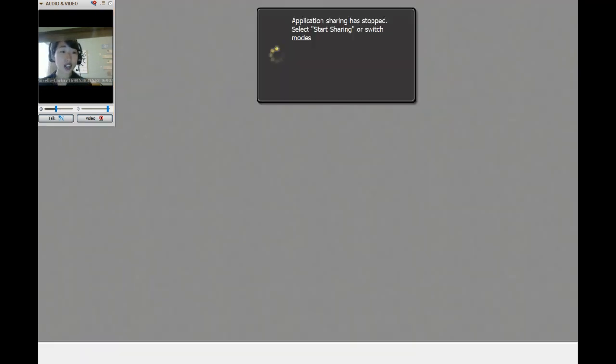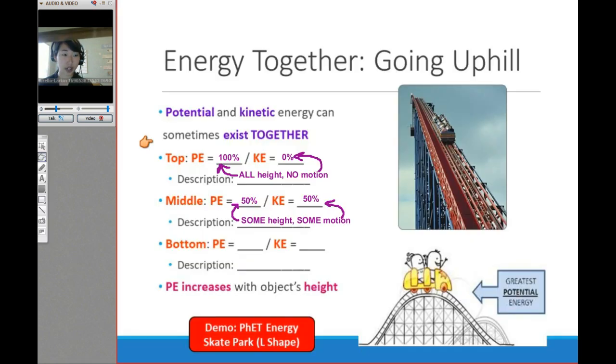Okay, so take a look at this here. Let's jump back over here. We've got zero potential energy and 100% kinetic energy. And in this case, could he go any lower? Tell me in the chat box. Did he have any height left over? Could that skater go any lower? No, he was at his lowest point, so he no longer had any height. He had no height, and he was as fast as he could possibly go.